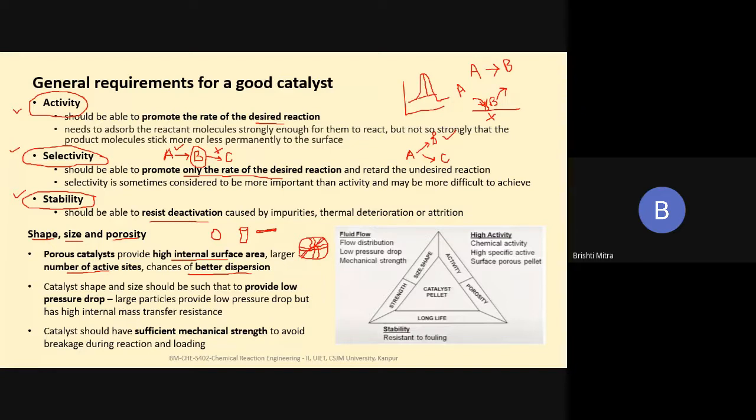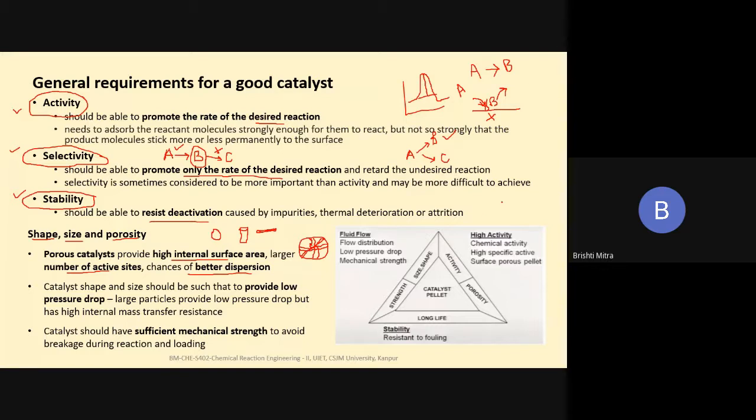So this is a catalyst which has sufficiently high internal surface area, and it has a large number of active sites, and there is a chance of better dispersion. So when you have these pores, which have high surface area, these pores will have these active sites, and these active sites are large in number. The more the pores, the more the active sites, and the better the chances of the catalyst being dispersed.